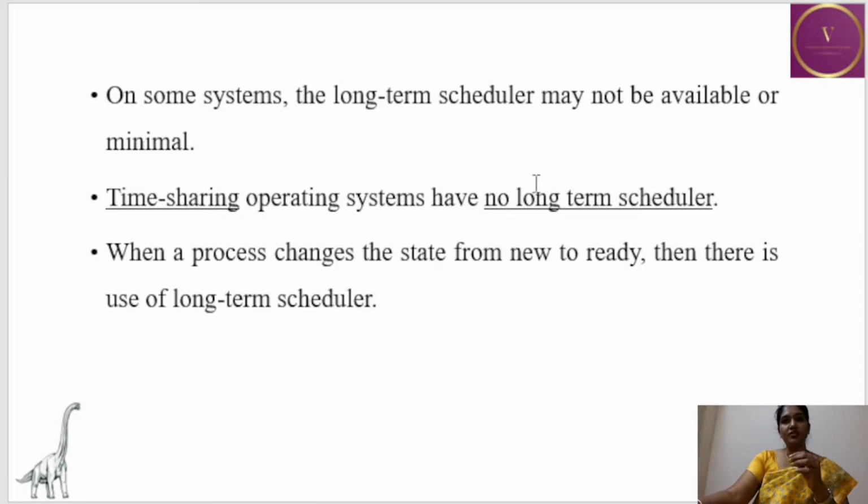On some systems, the long-term scheduler may not be available, or it will be minimal. For example, a time-sharing operating system has no long-term scheduler. So a time-sharing operating system will be using the medium-term scheduler. We will see that under medium-term schedulers. And when a process changes state from new to ready state, there is no long-term scheduler.